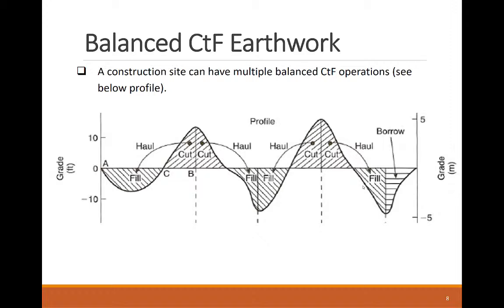This is a profile of another example project, and you can see that there are three balanced CTF operations here. Actually, there are four. Also, you can see that a fill segment was not balanced with any cut segment. So this is a borrow project where we will need to buy and haul in soil for this last fill segment.